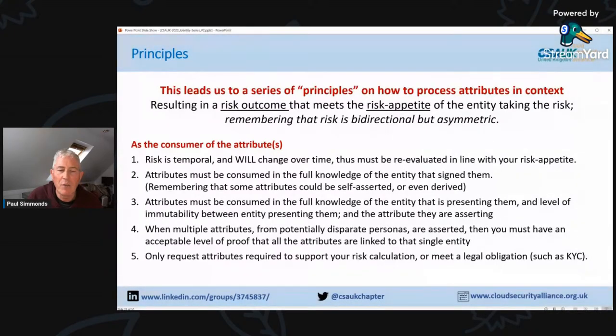Risk is temporal, it will change over time. Attributes need to be consumed in the full knowledge of the entity that signed them, remembering that some attributes could be self-asserted. Yeah, I'm 6'1.5", or even derived. Looking at him, oh yeah, he's just over 6 foot. That's one I've derived. Attributes must be consumed in the full knowledge of the entity presenting them, and the level of immutability between myself and the attribute that's asserting them. Again, not a binary one.